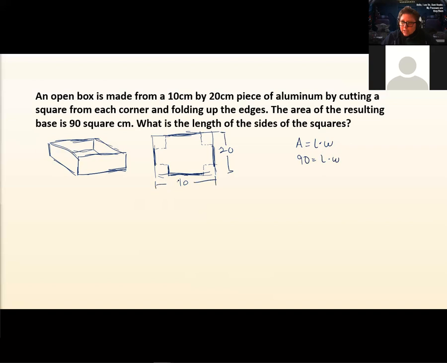So we could call that square, this little square right here, an x by x square, because we don't know what it is. So we assign it a variable, which means that these are x, which means that these are x, which means that these are x. So far, so good.